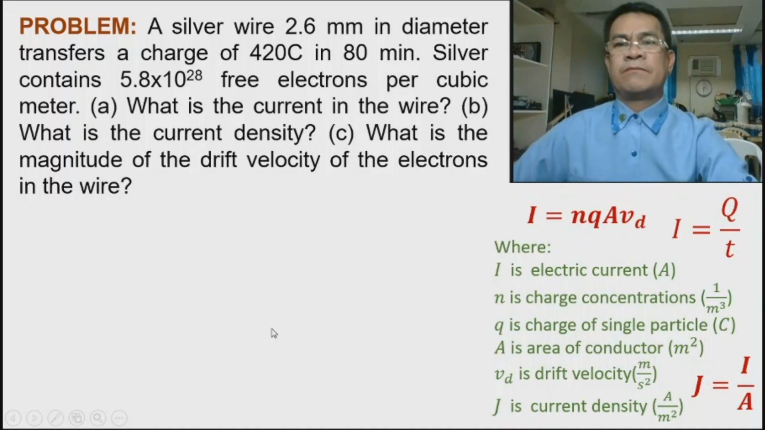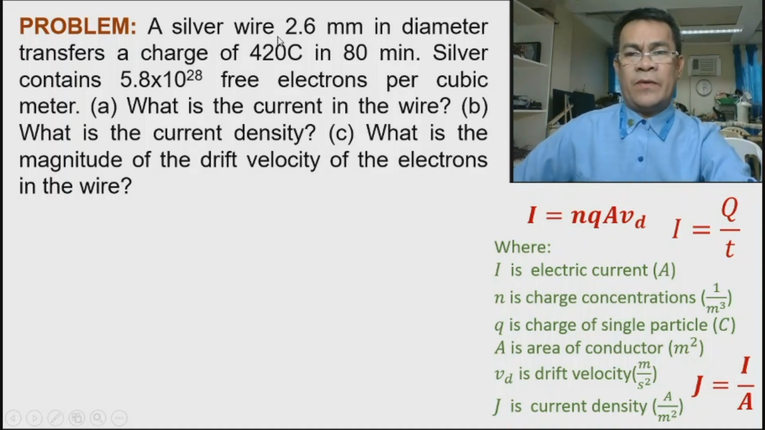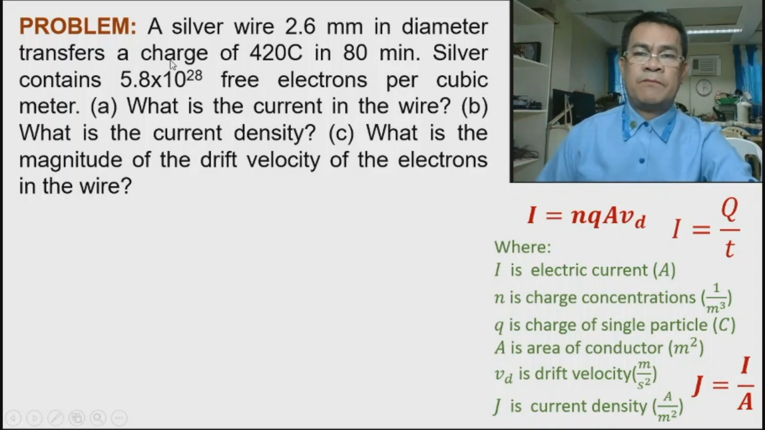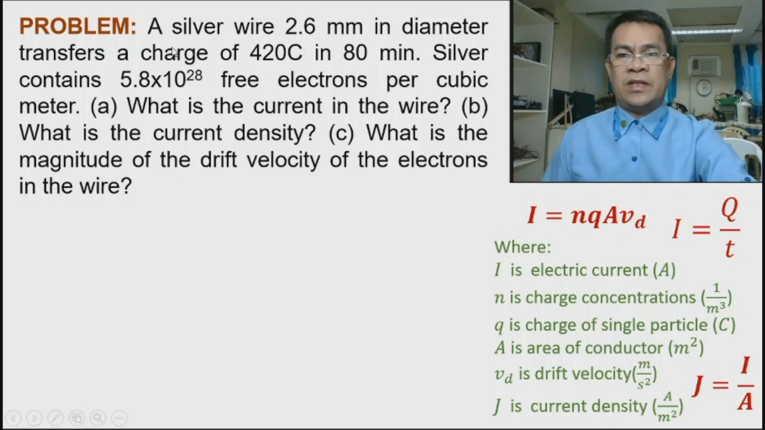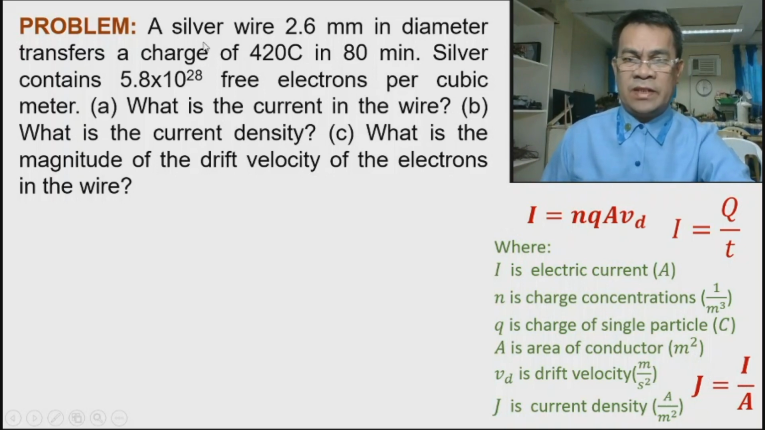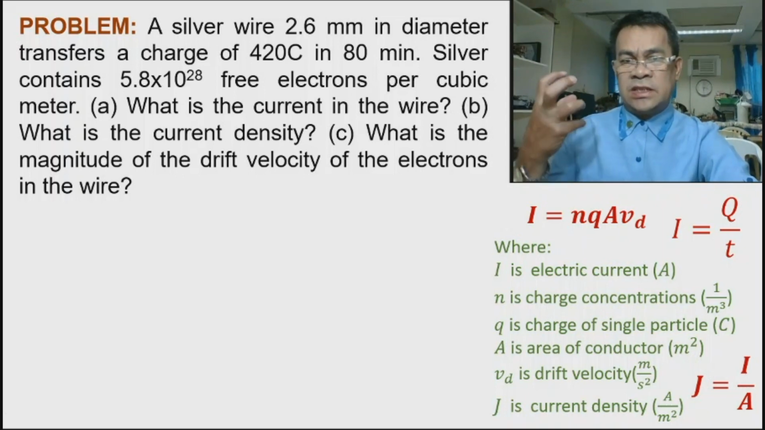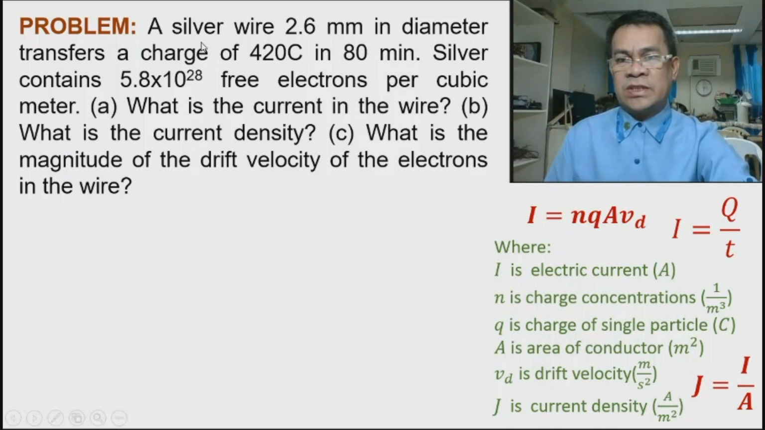We will solve this problem. A silver wire whose diameter is 2.6 mm transfers a charge of 420 coulomb in 80 seconds. What kind of given is this? It is charge Q. But take note, this is not a single particle. It was not stated here that this is a single particle.